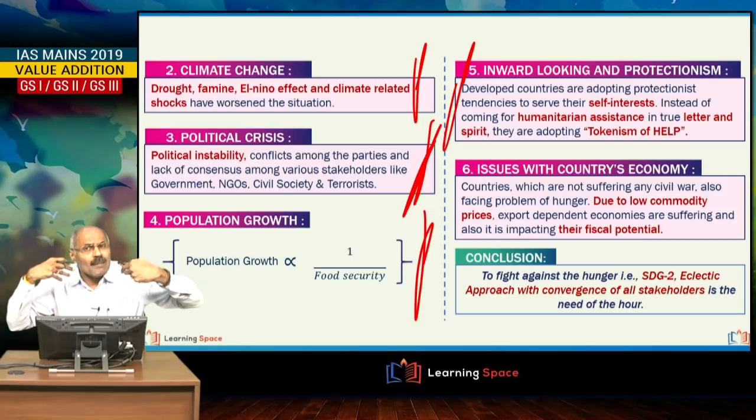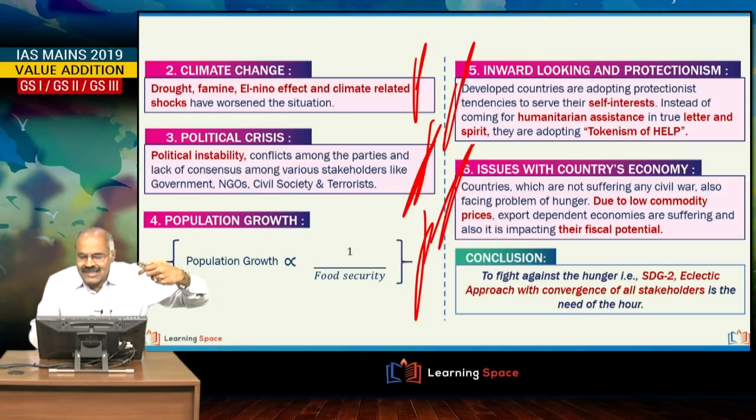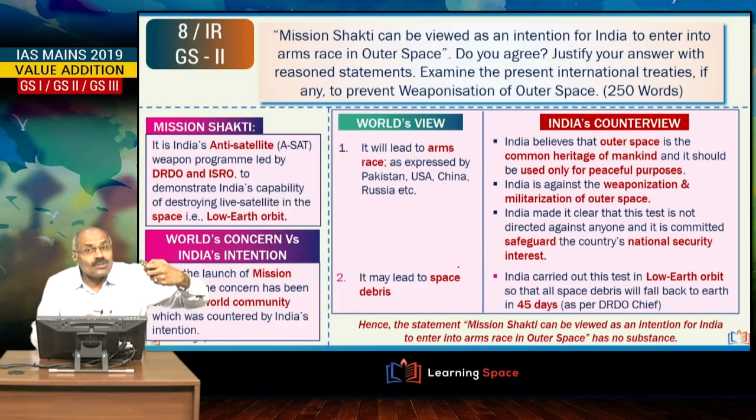And they are employing protectionist tendencies. Then issues with countries' economies, right? So this is the conclusion. This is more than enough.